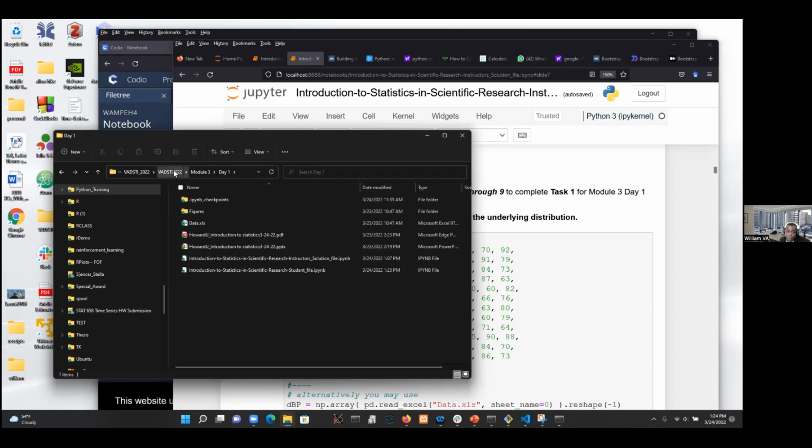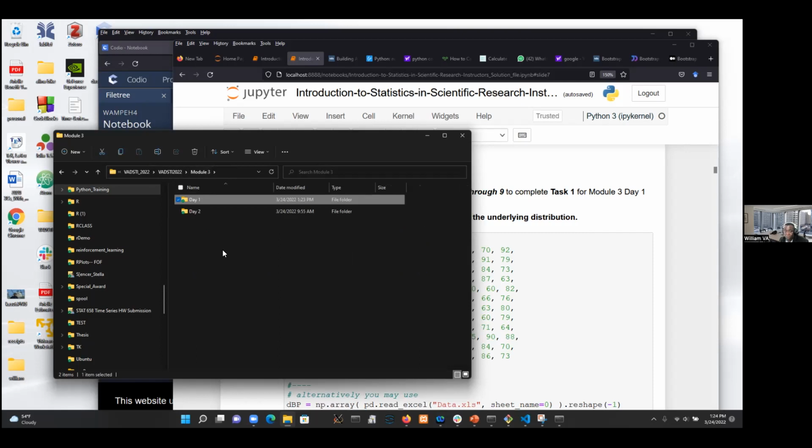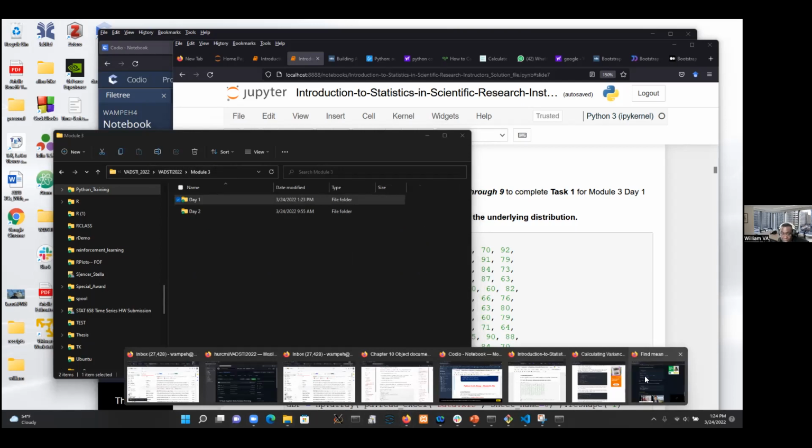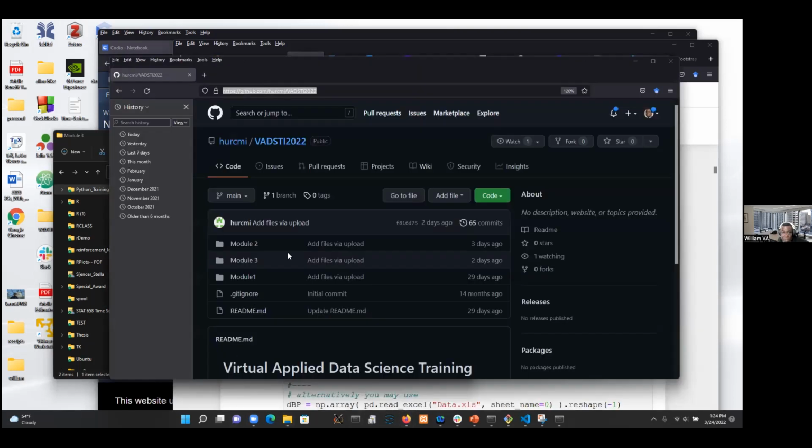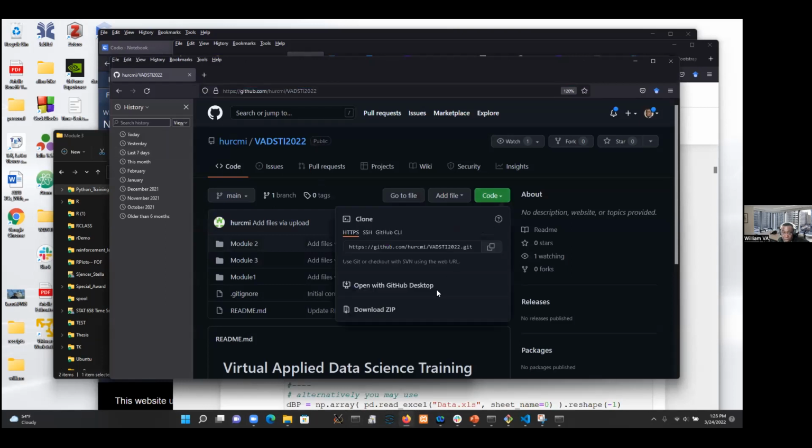If you're not able to do that, then just create a day 3 folder, go to the GitHub, and download a zip file. I know some students are going to. So you go down here, you do a code, and you can download the zip file. This is what we did. We just use a git pull, a git pull, and you just copy this and put it in there.